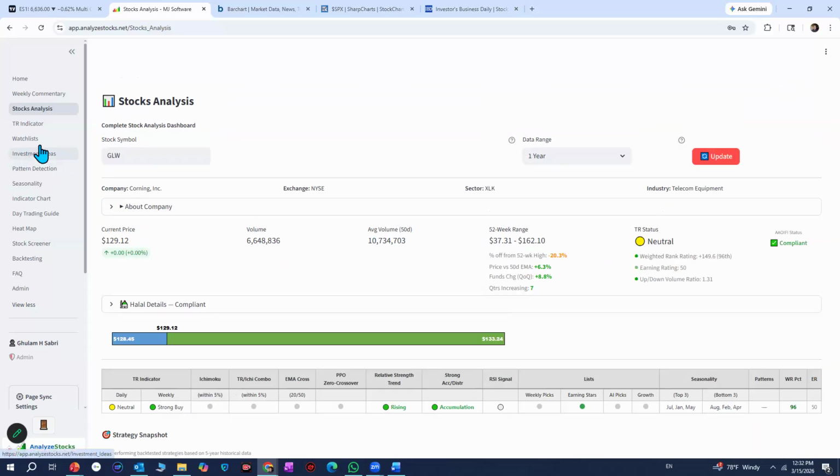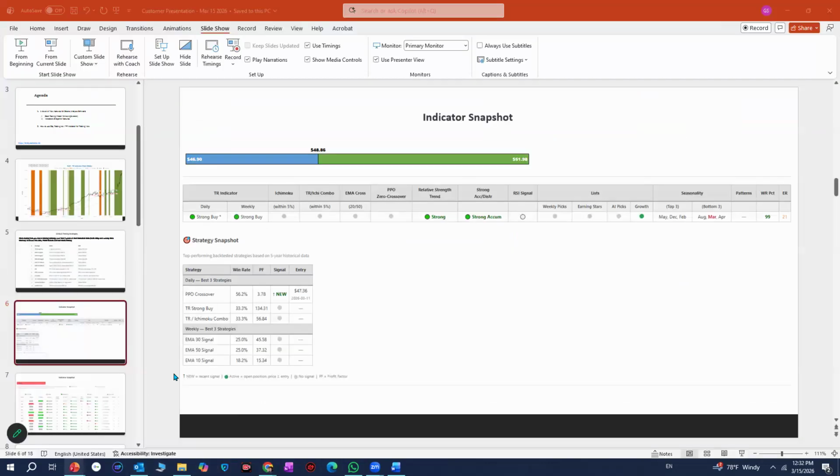Now, coming back to our presentation, so that was our indicator snapshot. In one snapshot, it gives a view of all the stocks, what they are doing, and which strategy has been found best on the daily time frame and the weekly time frame, three of them. And do we have a new signal? So, for example, this particular stock has a new signal on the 11th of March, which was last Wednesday, a PPO crossover.